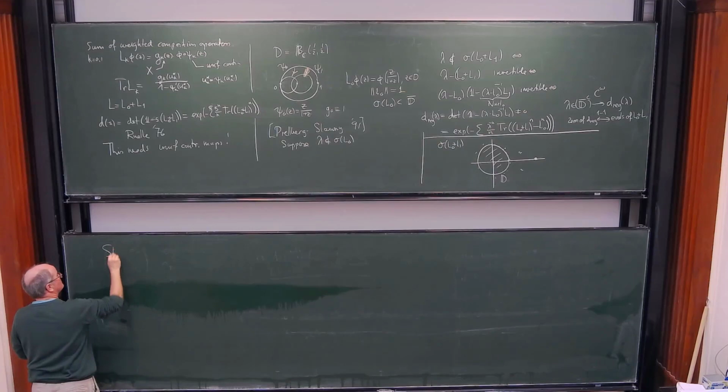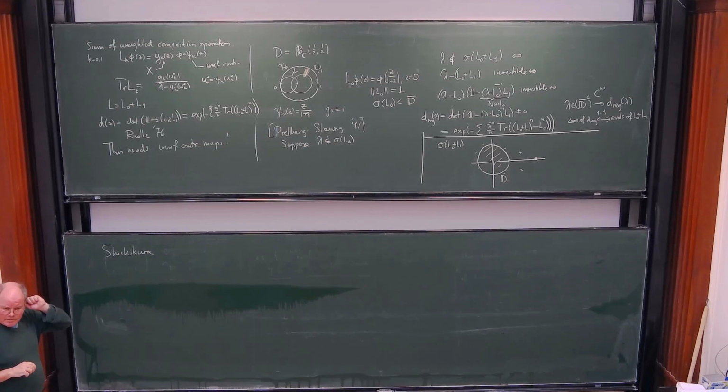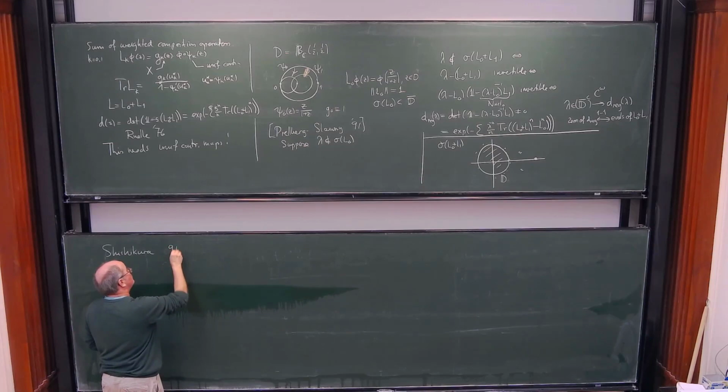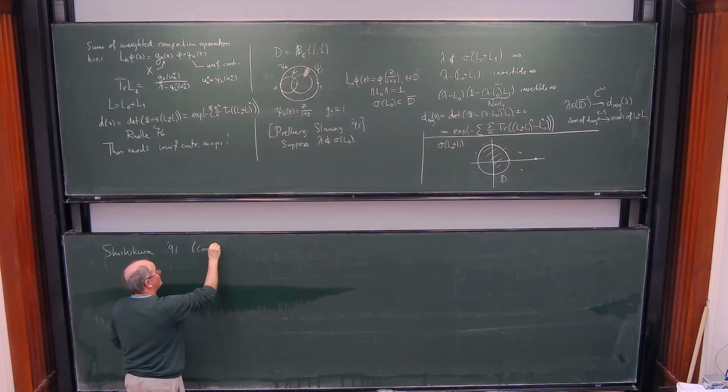And now a Japanese mathematician, Mitsuhiro Shishikura, works in complex dynamics. In 1991, he came up with something very interesting, which was how to treat neutral fixed points in complex dynamics.